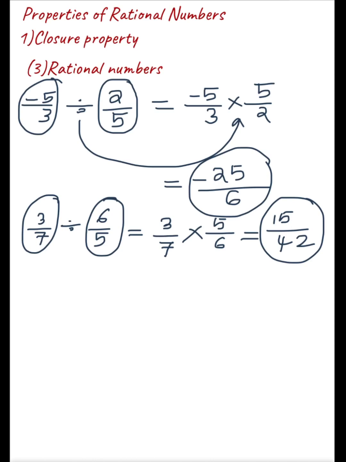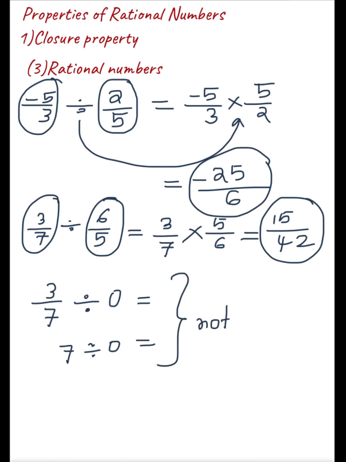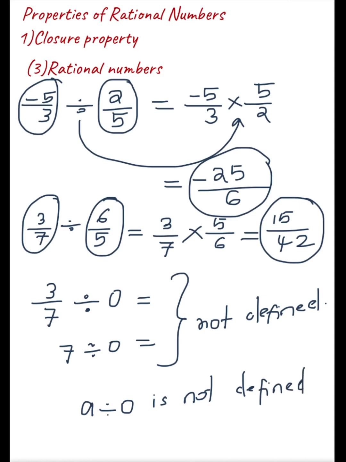But let's see, if I am taking a rational number, say 3 by 7, and I am going to divide it with 0. Can you divide any rational number with 0? Any number, you can take simply 7 divided by 0, or any number. In all these cases you can see that such numbers are not defined, or you cannot perform division with 0. Any number divided by 0 is not defined. That means rational numbers are not closed under division. Any number cannot be divided with 0, so you can say that rational numbers are not closed under division. Or you can say that a divided by 0 is not defined for any rational number a.